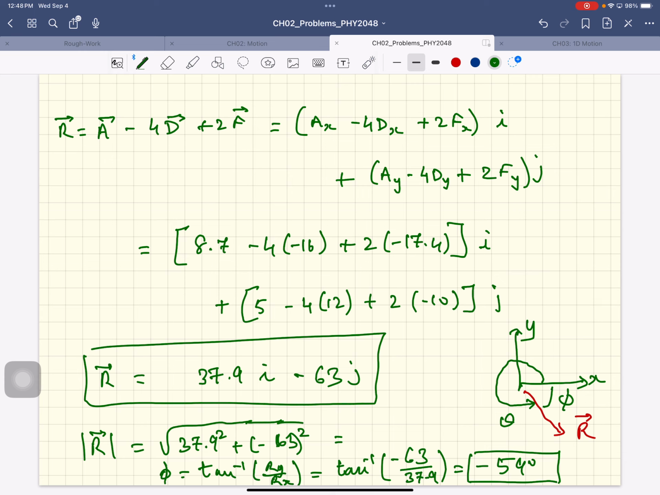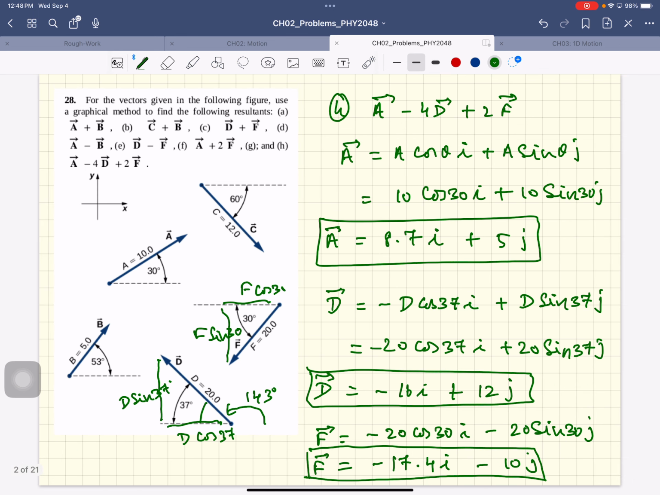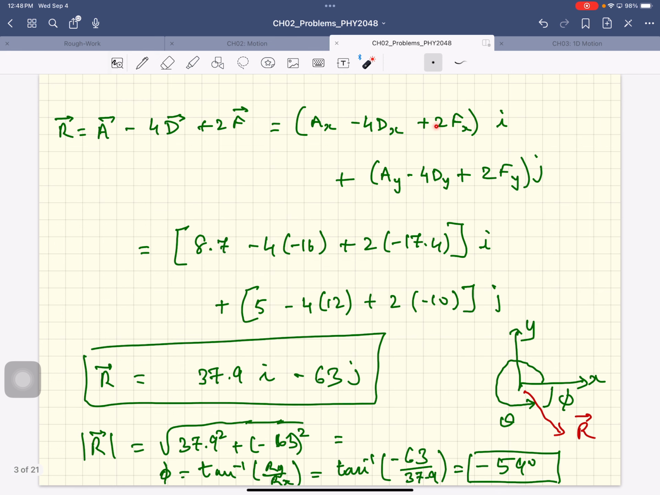All right, so let me summarize this again. Going back, if you want to add, subtract, and do all kinds of things with vectors, you want to get the components of each vector first. Once you get the components, then you can do anything you want. If you want to add a bunch of vectors, you just add the corresponding components. So you want to get their components first and then manipulate the vectors. That's the idea. Any questions before we move on to the next problem?